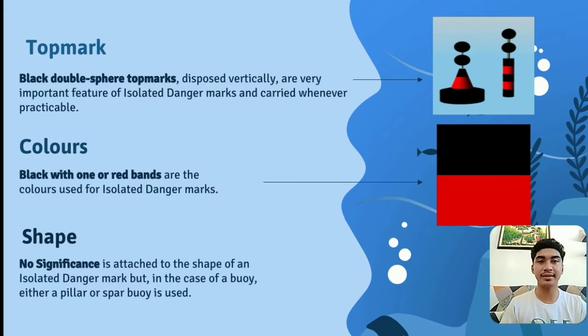The top mark here is a black double sphere, disposed vertically, and it is a very important feature of isolated danger marks and is carried whenever practicable. As we can see in the picture, there are two black balls, one above the other. That is the black double sphere top mark. The color used for isolated danger marks is black with one or more red bands. No significance is attached to the shape of an isolated danger mark, but in the case of a buoy, either a pillar or spar buoy is used.